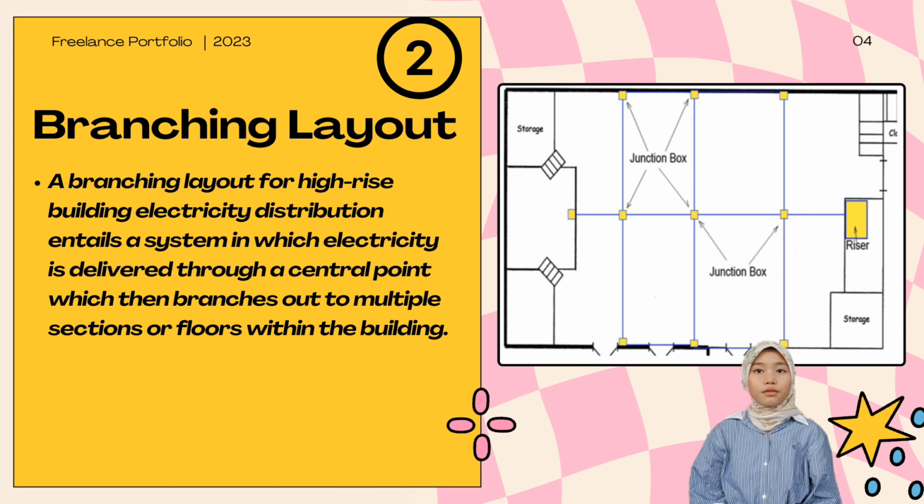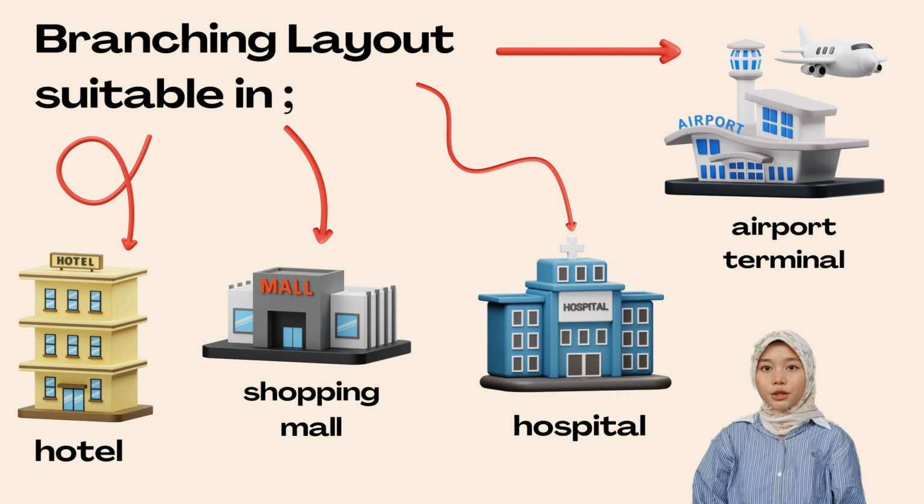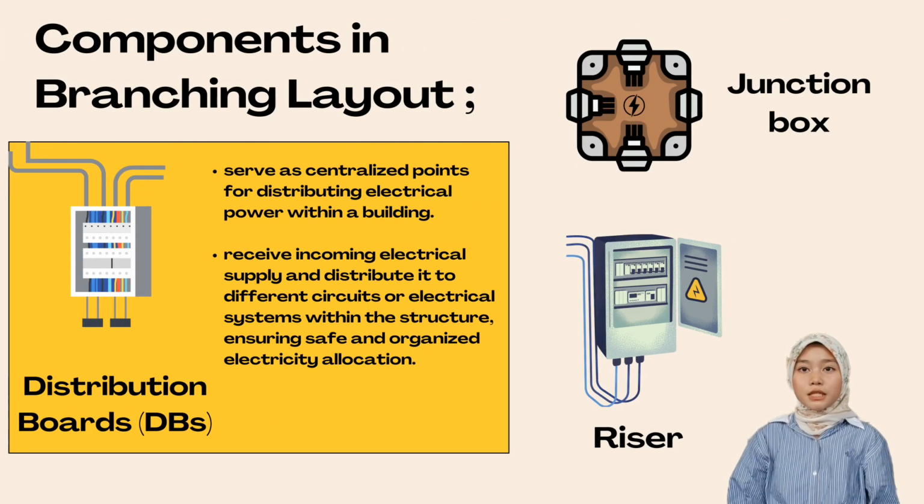A branching layout for high-rise building electricity distribution entails a system in which electricity is delivered through a central point, which then branches out to multiple sections or floors within the building. Branching layout is suitable in hotels, shopping malls, hospitals and airport terminals. Components in branching layout are junction box, riser, and distribution boards.